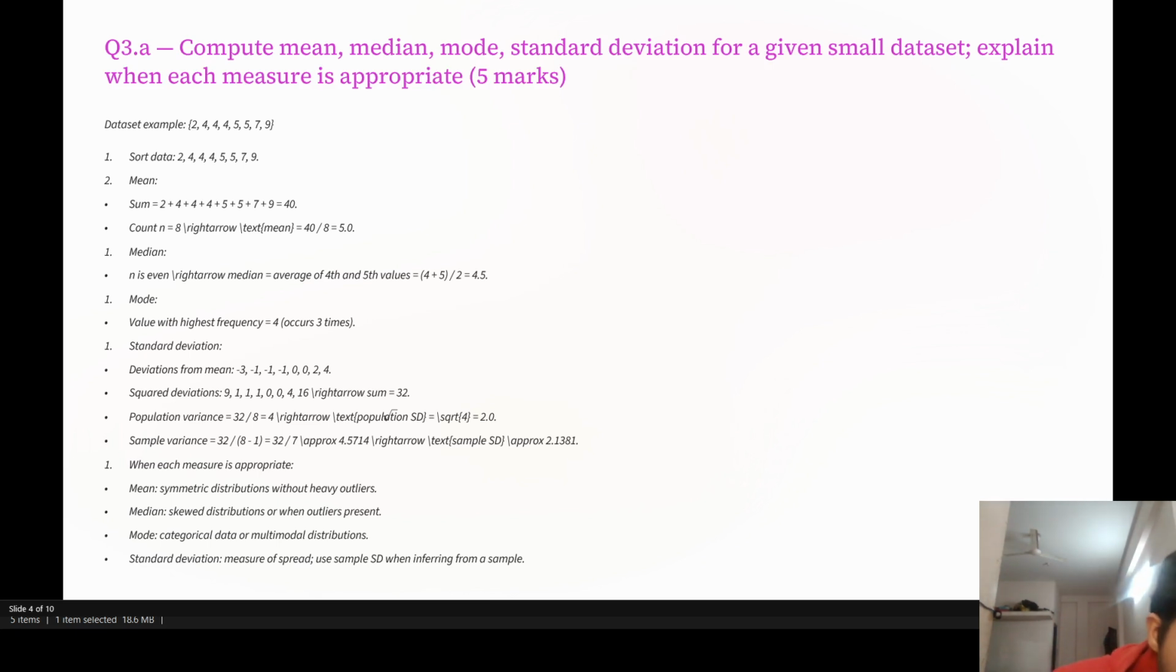Now talking about when each measure is appropriate. First, we start with the mean. The mean suits a symmetric distribution without heavy outliers, so if the number of outliers is very small, we go for the mean. Median is for a skewed distribution: if we have a skewed distribution or when outliers are present, the median is perfect. Then the mode is for categorical data or multimodal distributions. Standard deviation is the measure of spread. Use the sample standard deviation when inferring from a sample.